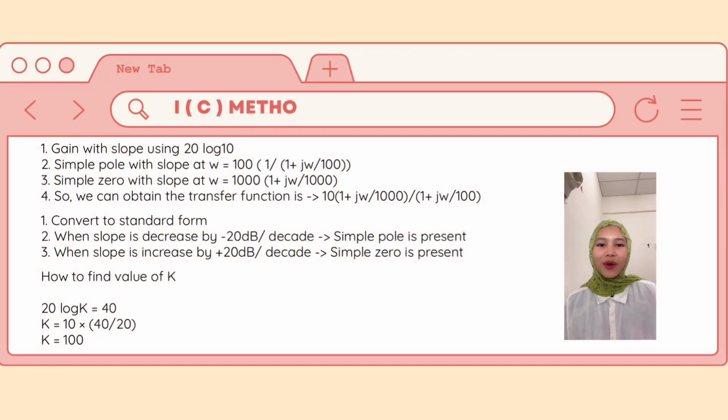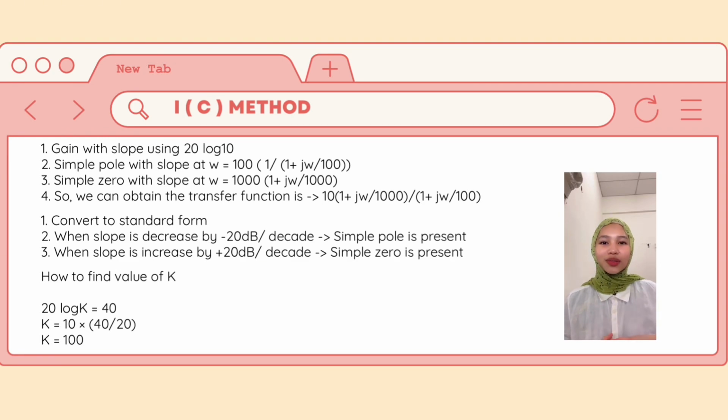This is the final answer for this question. I want to explain about the IC method. First, gain with slope using 20 log 10. Second, simple pole with slope at omega equal to 100: 1 divided by 1 plus j omega divided by 100 in bracket. Third, simple zero with slope at omega equal to 1000: 1 plus j omega divided by 1000. So we can obtain the transfer function: 10 in bracket 1 plus j omega divided by 1000, divided by 1 plus j omega divided by 100.